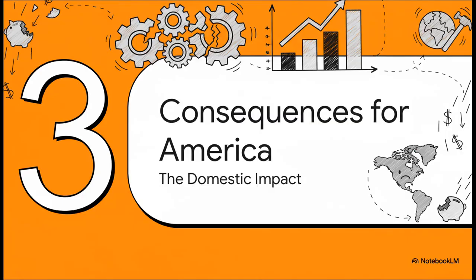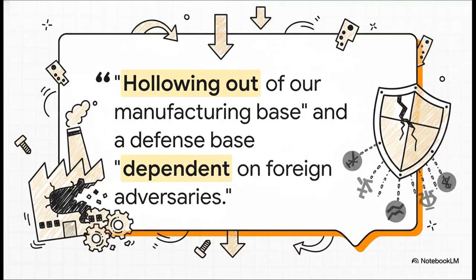Okay, so the order lays out a problem, this lack of reciprocity. But what does that actually mean in the real world? What are the results of this imbalance? Well, that leads us right into our third section, the consequences for America. And again, the language here is incredibly blunt. The order claims these trade imbalances have literally led to the hollowing out of American manufacturing. And even more seriously, it says this has weakened the country's defense industrial base so much that it's now dependent on foreign adversaries.